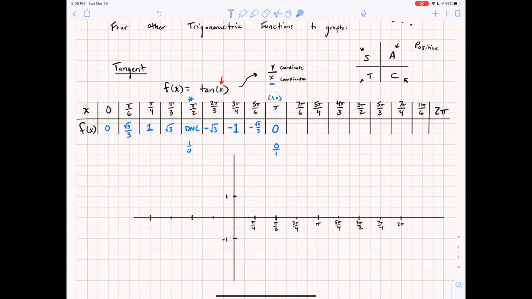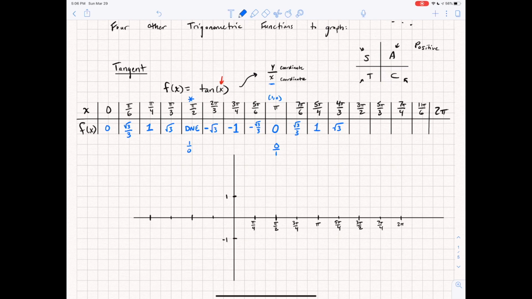And so that's why here at pi and here at 0, we actually get answers, unlike pi over 2. All right, continuing. At 7 pi over 6, this is going to give me the same answer as pi over 6, and because I'm in the third quadrant, it's the exact same answer, positive radical 3 over 3. If we follow this pattern, notice these angles are mimicking the earlier ones exactly. So it'll be radical 3 over 3, then 1, then radical 3.